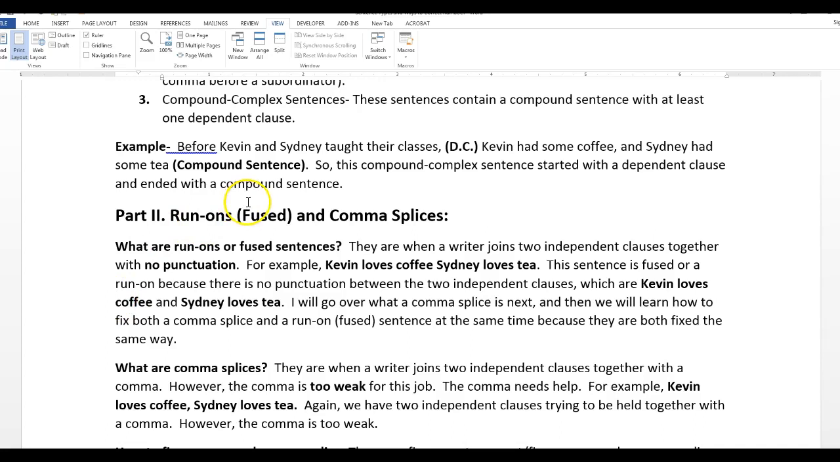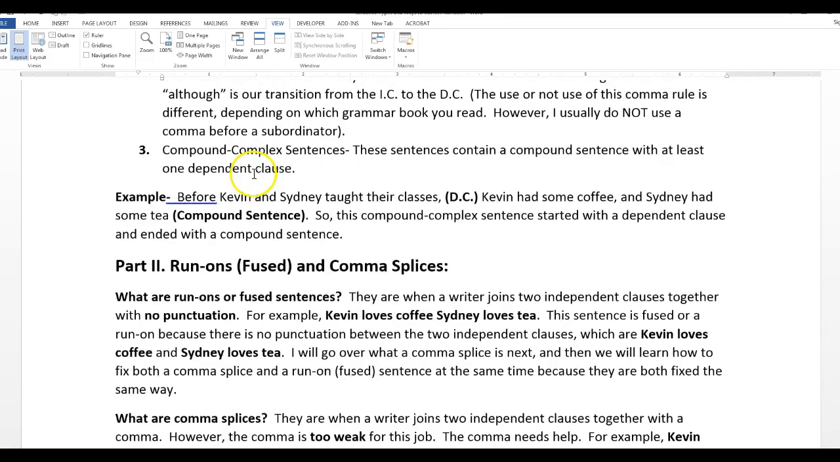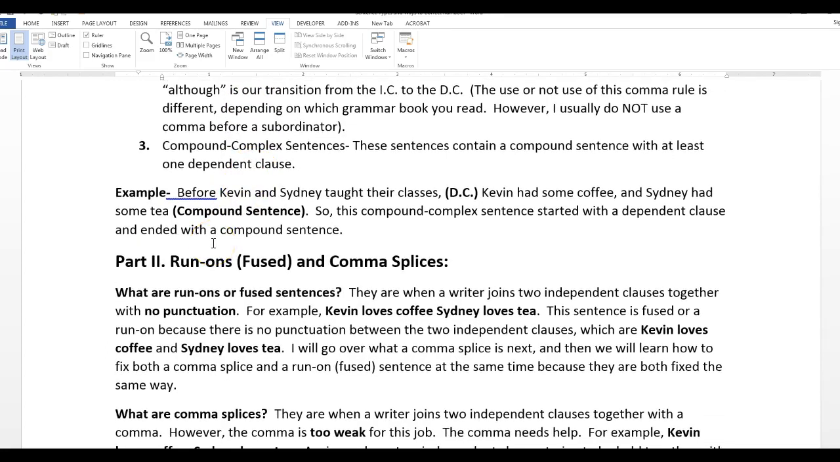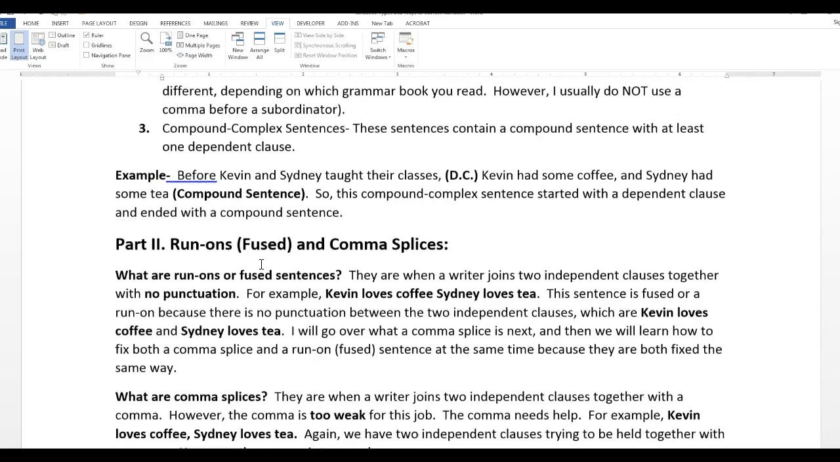It is important to know these sentence types because it will help you prevent having run-ons or comma splices. I want to mention that some books call run-ons fused sentences. I usually use the term run-ons, but run-ons and fused are the same thing, just different names. So let's go through here and we'll give some examples.